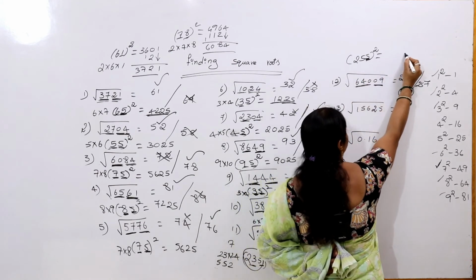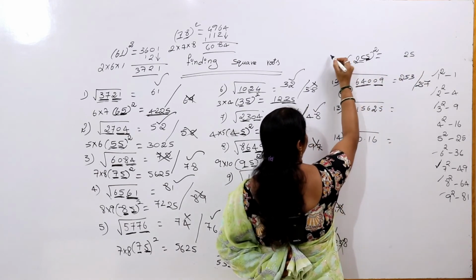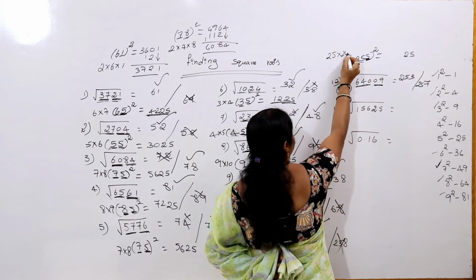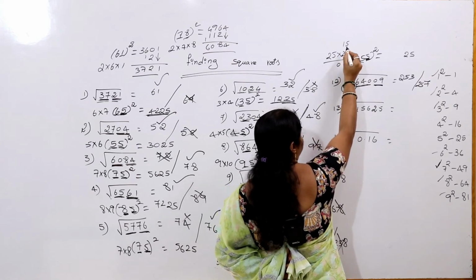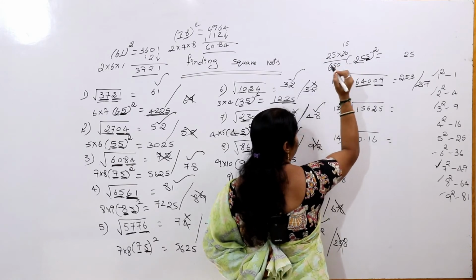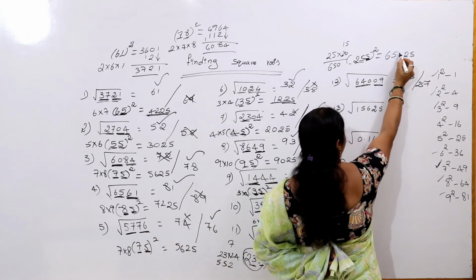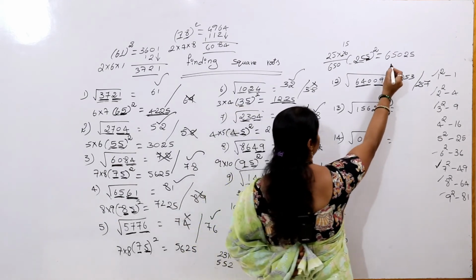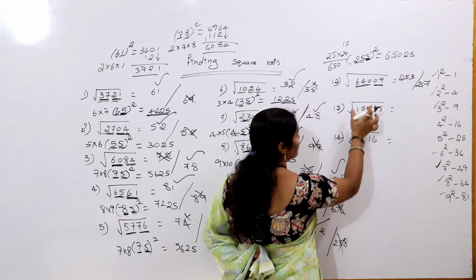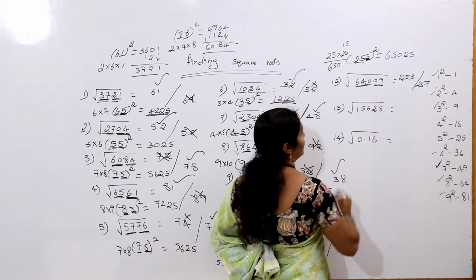Ending with 5 means 25. 25 consecutive is 26. 25 sixes are 150. 25 twos are 50 plus 15, 65. So first 3 digits are 650. So this number is 65,025. But in square root we have 64,009.